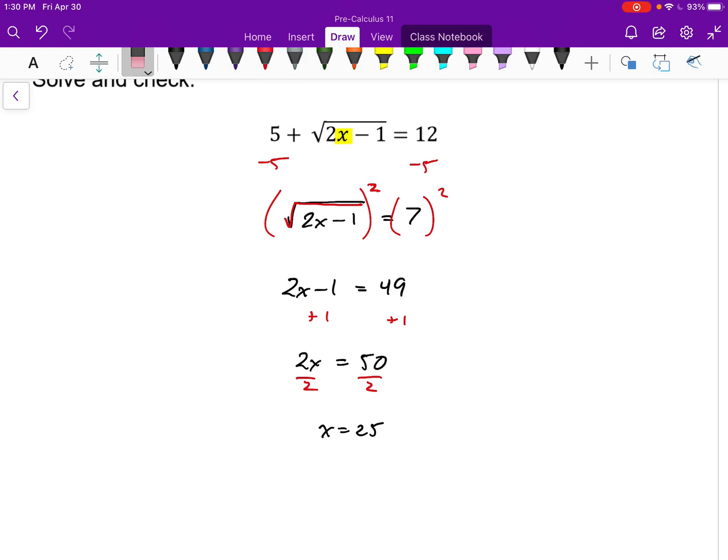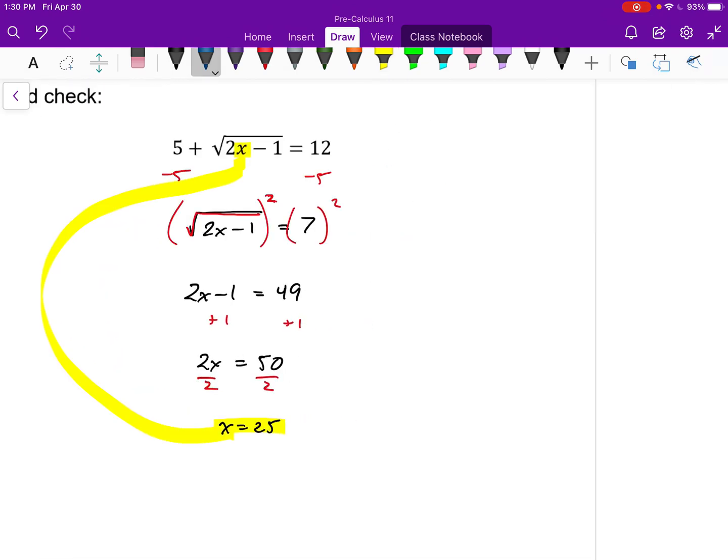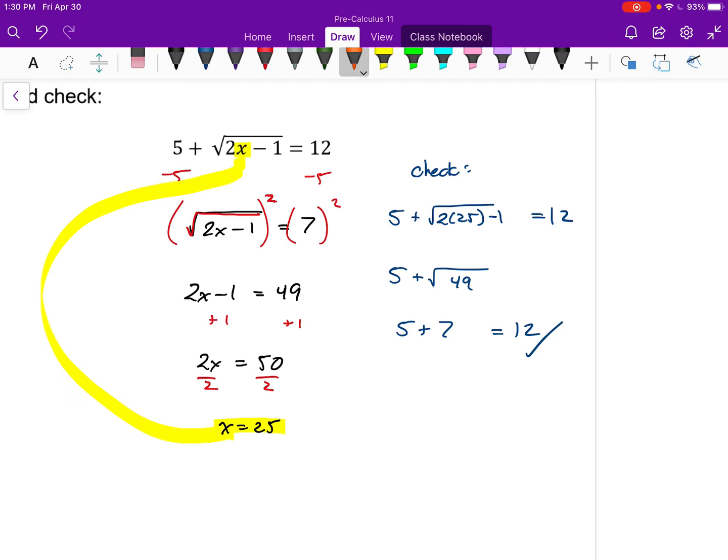But how do I check? It's very quick. Just take 25, put it back into my equation, and make sure it's true. Just make sure that 5 plus the square root of 2 times 25 minus 1 indeed equals 12. And so I have 5 plus the square root of 2 times 25 is 50. 50 minus 1 is 49. The square root of 49 is 7. And yes, 5 plus 7 equals 12. So I've checked. I know this is my answer.